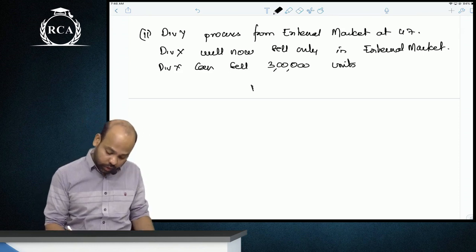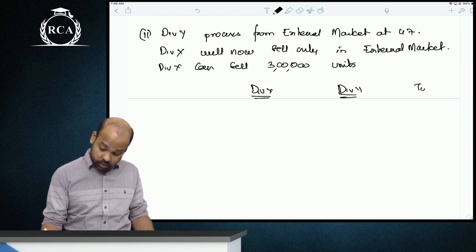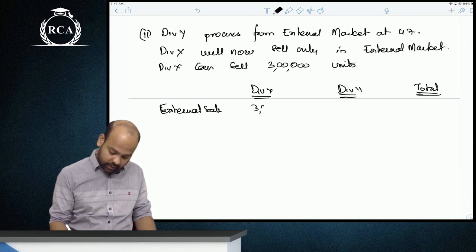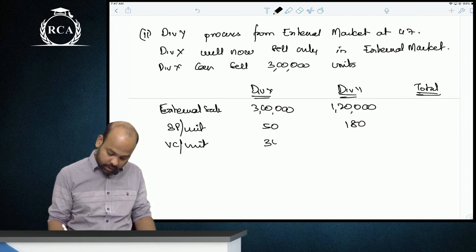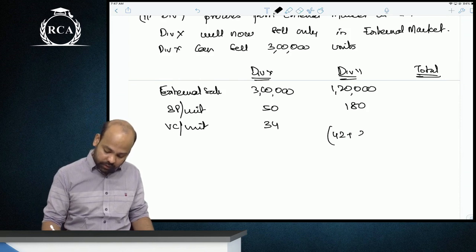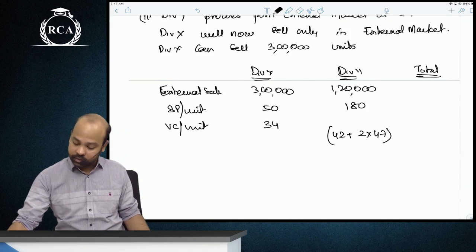Understood, sir. So if you look at the profitability, beta, now, division X and division Y and total. External sales, guys. All of them are external sales only. These are 3 lakh units, guys. These are 1,20,000 units. The selling price per unit for external sales is 50 rupees, guys. This is 180. The variable cost per unit here is 34. Here, beta, it is supposed to be 42 plus 2 times of 47, guys.